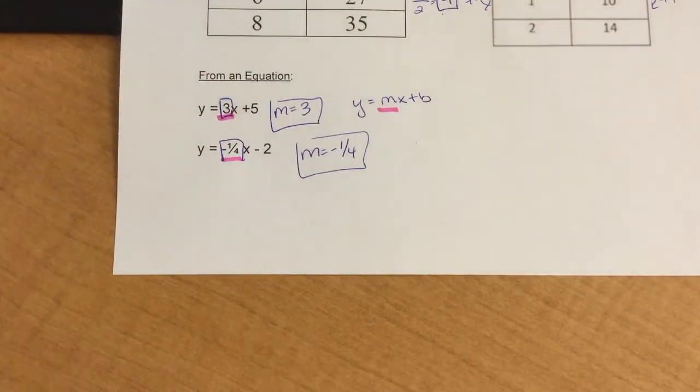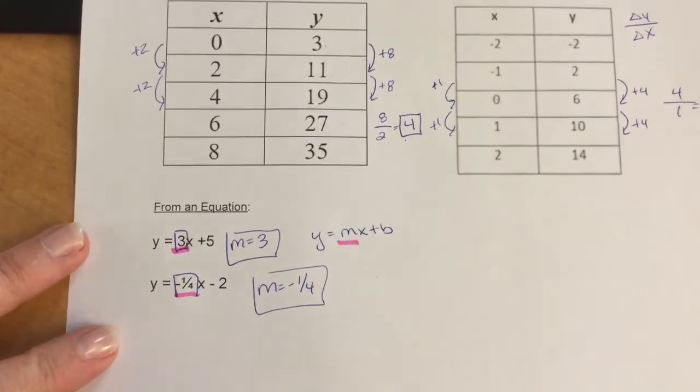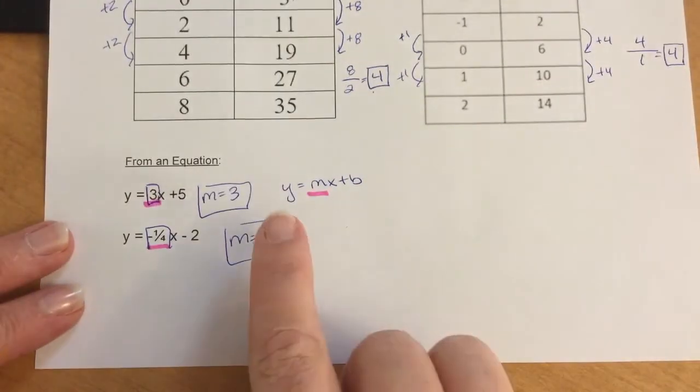For more information, you can look at equations of lines, and it goes more in depth into finding slope from a graph and from an equation.